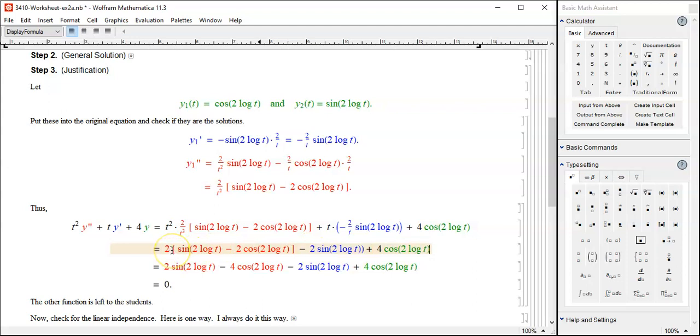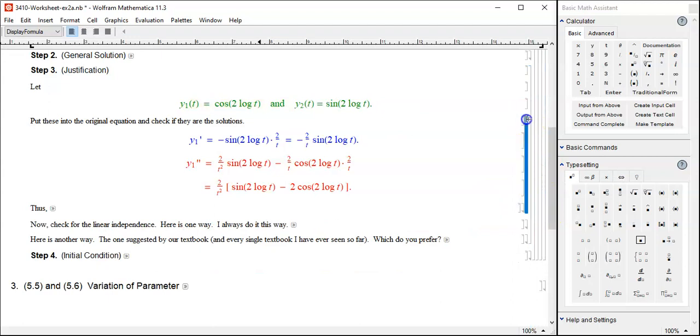Now, break up these parentheses of this red term, we get the next. And do you see a cancellation? 2 sine of 2 log of t, 2 sine of 2 log of t cancel each other out. 4 cosine of 2 log of t, 4 cosine of 2 log of t, these two cancel out and we do have 0. And that's precisely what we wanted all along, which means this one over here, as we checked out, is a solution. As for the other function, it's similarly tedious, and I'll leave the computation to you.